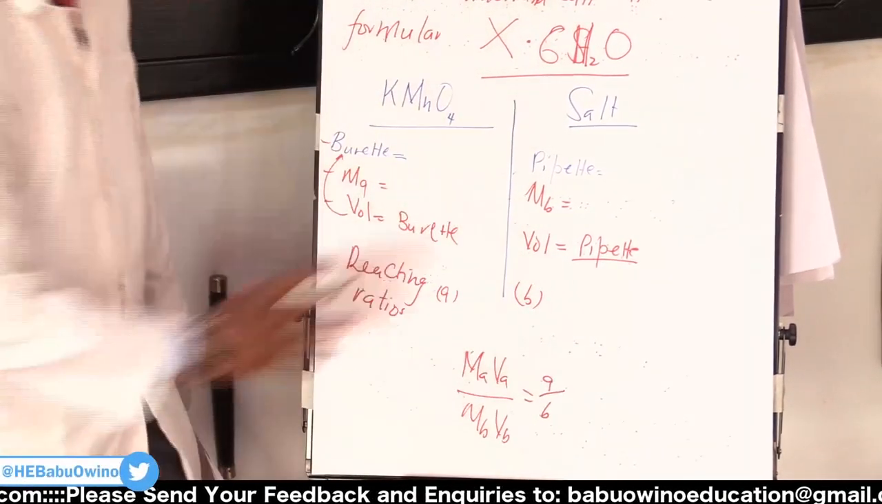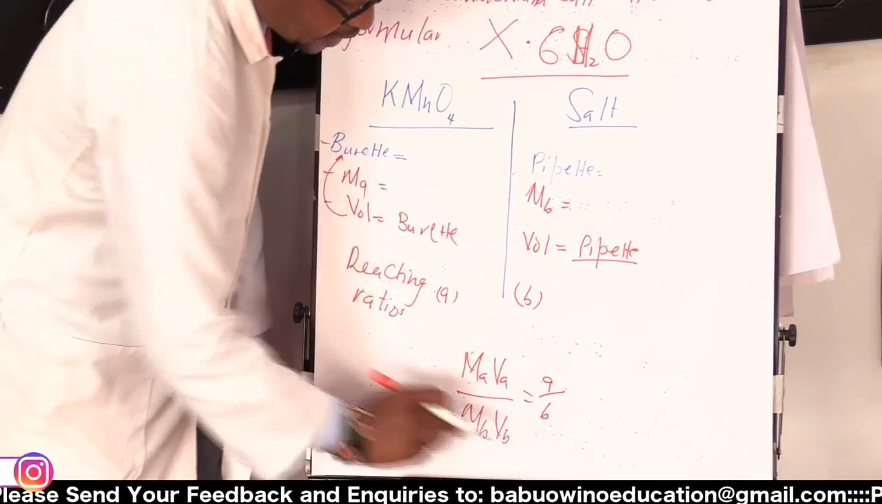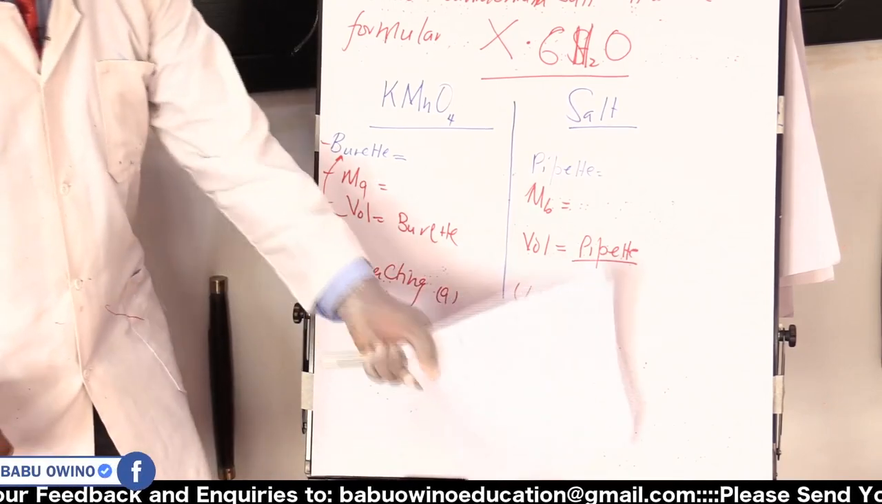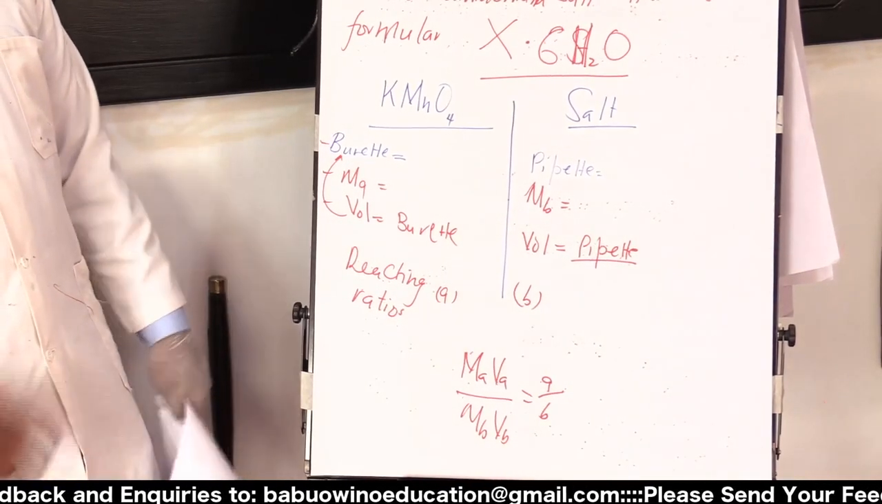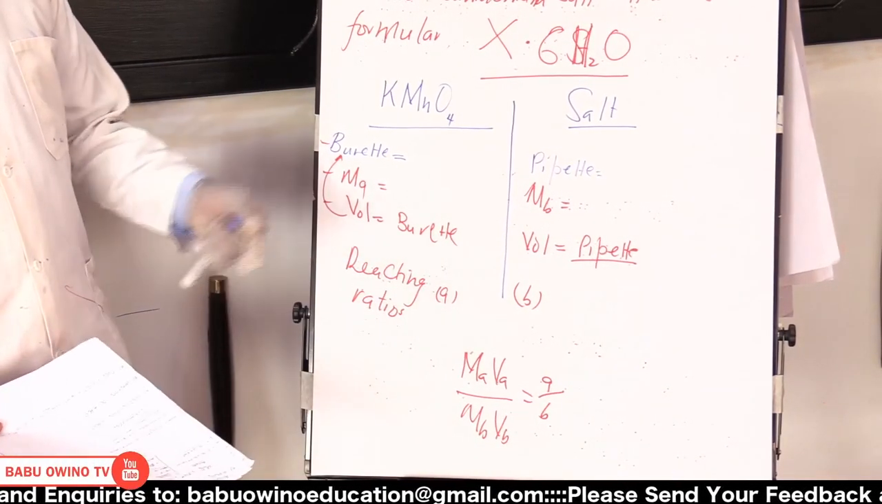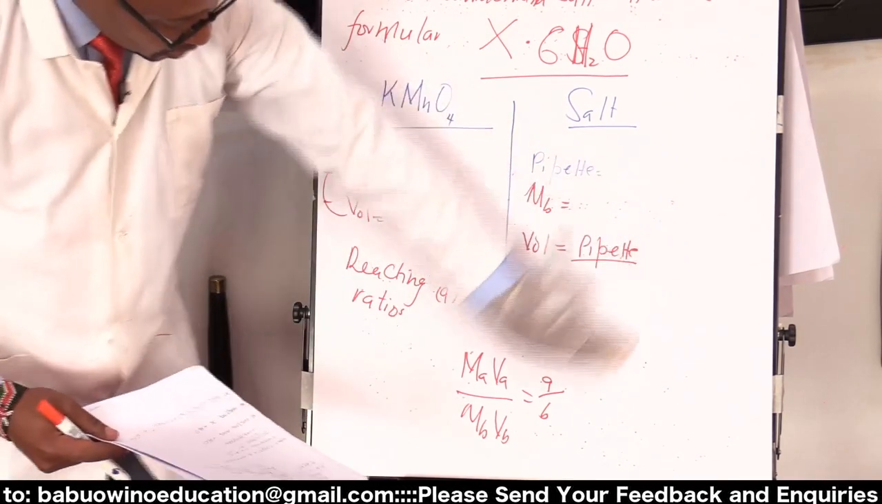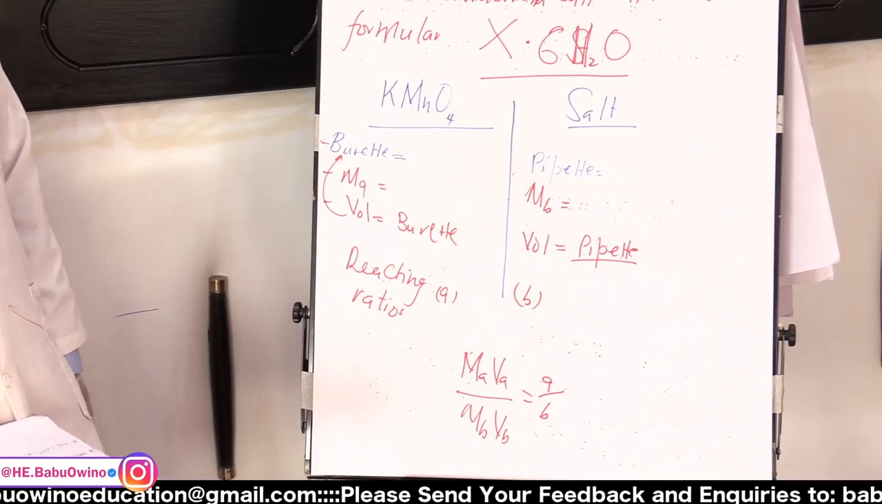This formula will work for you. What you've been given here, what you indicate there, then you work out what you are missing by simply cross multiplication and so on and so forth. That is basically what you do in titration.